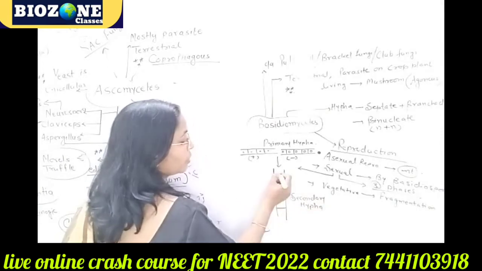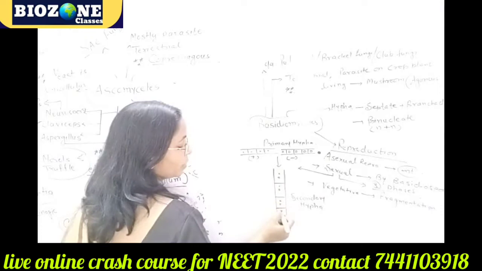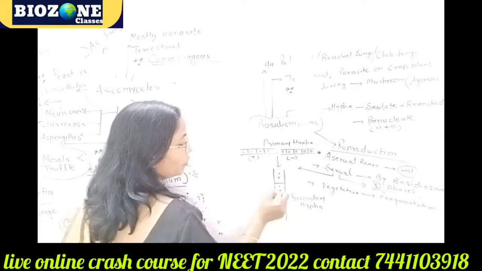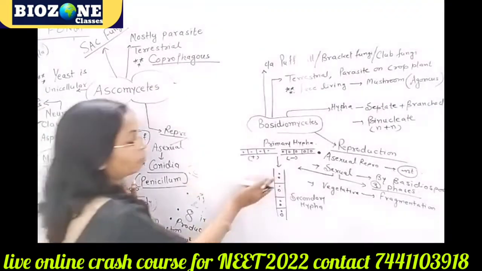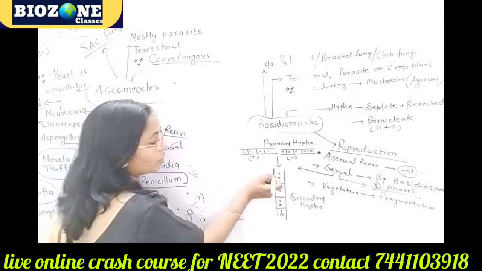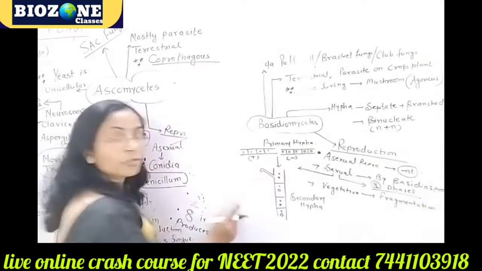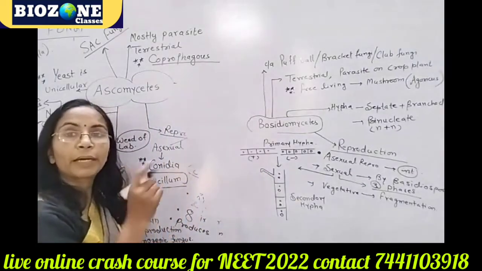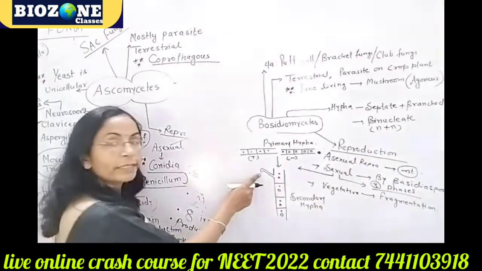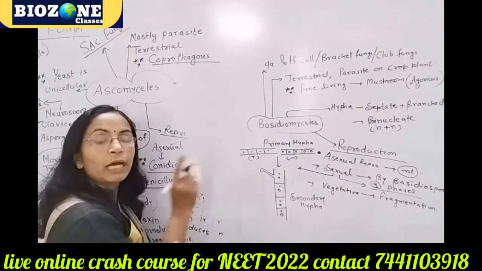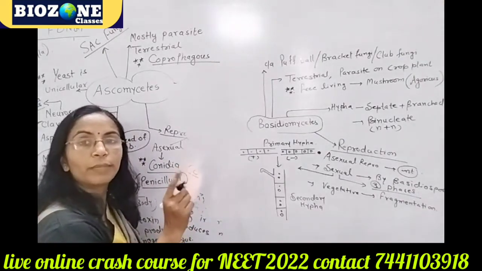This secondary mycelium shows the presence of both nuclei, that is plus and minus type of nuclei. And after that, once the plus and minus nuclei are formed, then what is happening? The hook-like structures are formed. These hook-like structures, yesterday we studied clamp connection. So what is clamp connection? Clamp connection means hook-like structures which appear in the hypha of basidiomycetes at the time of formation of basidiospore.